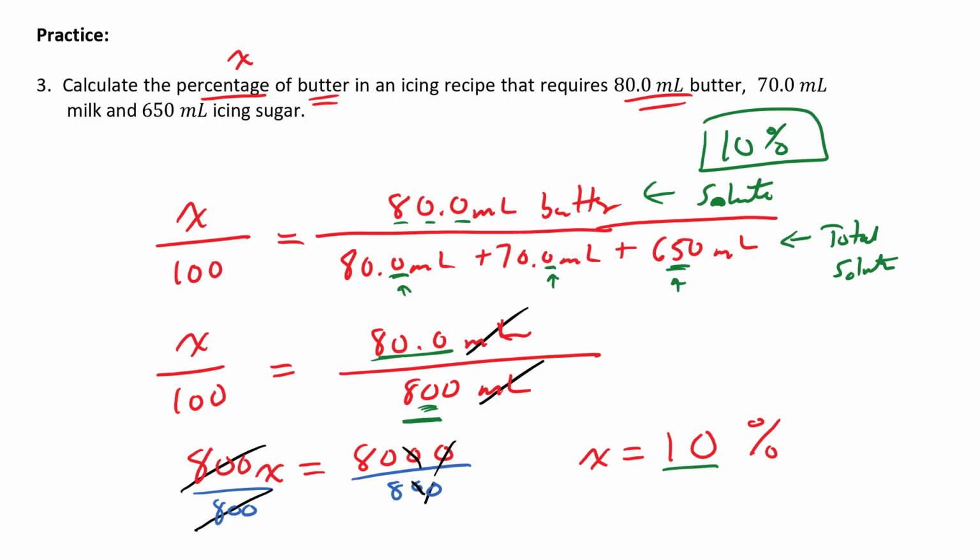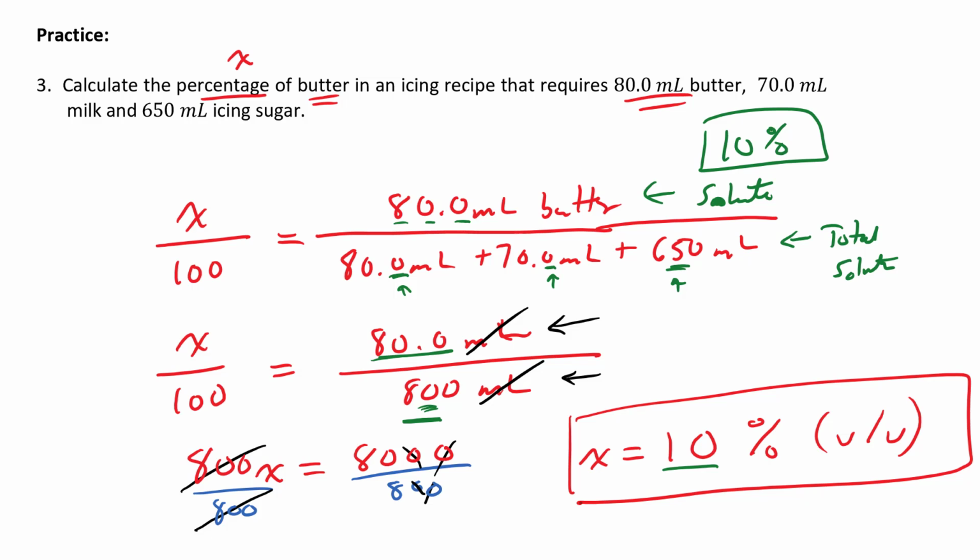Now please note, this is different from before. We have milliliters on the top and milliliters on the bottom. As a result, we write in brackets 10% volume by volume. So this buttercream icing would have 10% volume by volume butter.